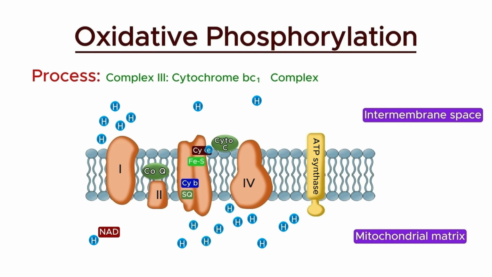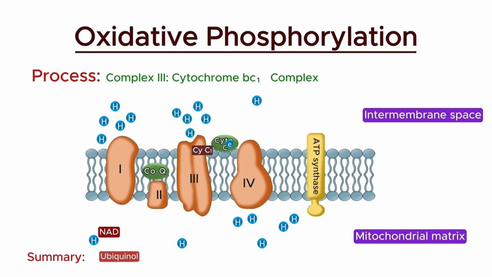During this process, cytochrome B-C1 complex pumps 4 protons from the mitochondrial matrix into the intermembrane space, contributing to the proton gradient. Cytochrome C, a small heme protein, then accepts electrons from complex 3 and carries them to complex 4. To summarize the third stage, electrons transfer from ubiquinol to cytochrome C through the cytochrome BC1 complex.